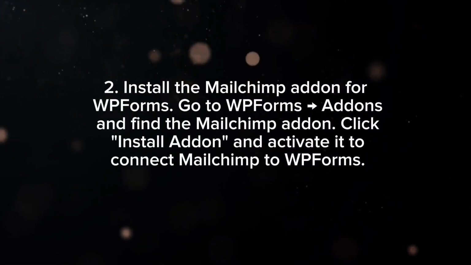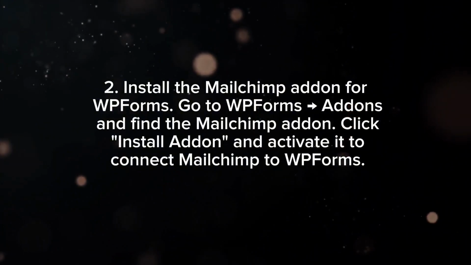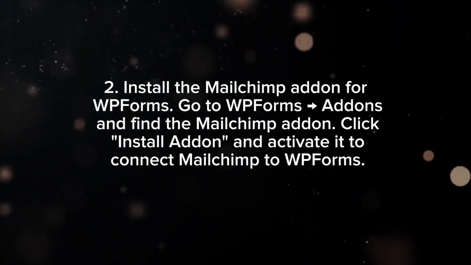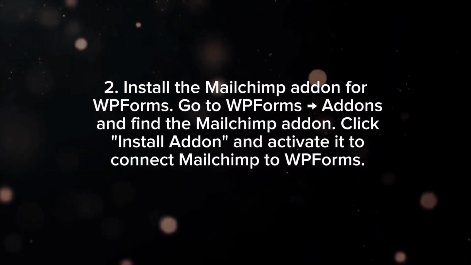2. Install the Mailchimp add-on for WPForms. Go to WPForms, Add-ons, and find the Mailchimp add-on. Click Install Add-on and activate it to connect Mailchimp to WPForms.